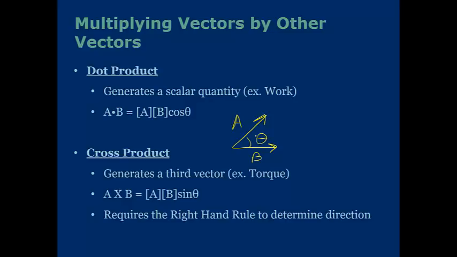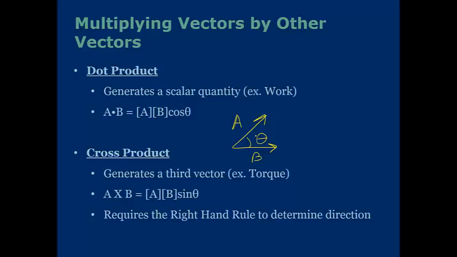The cross product, on the other hand, generates a third vector, like torque. You do this the same as for a dot product, however, you would use sine theta instead. Also, you need to use the right-hand rule to determine direction. The right-hand rule for vectors is a little different than the one you're going to use for electricity and magnetism, but make sure you keep the two straight.